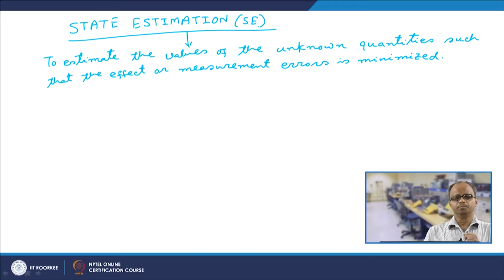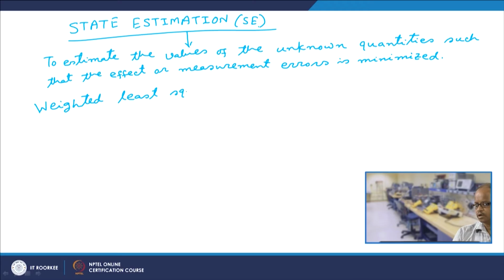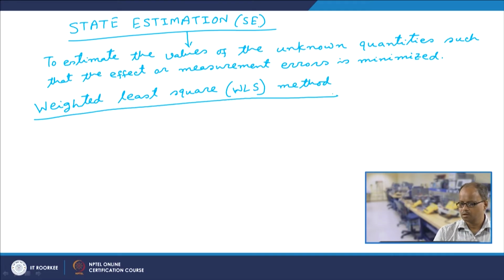Now, the most popular method for estimating the values of the unknown quantities such that the effect of the measurement errors is minimized is called the weighted least square method, or WLS method. So, we are now going to discuss the weighted least square method.